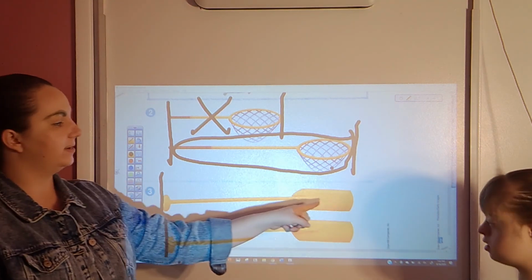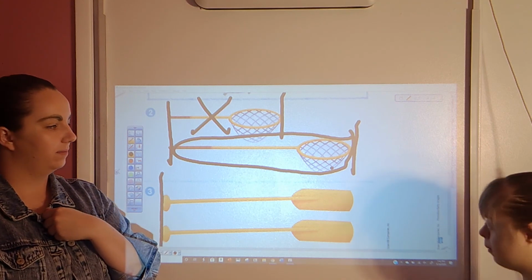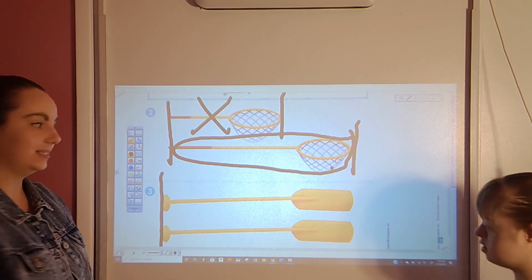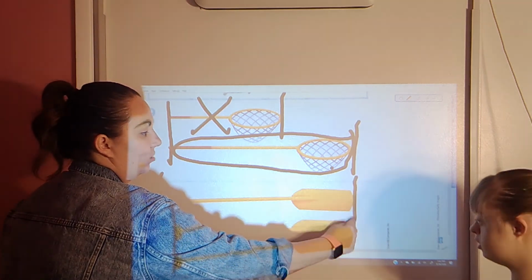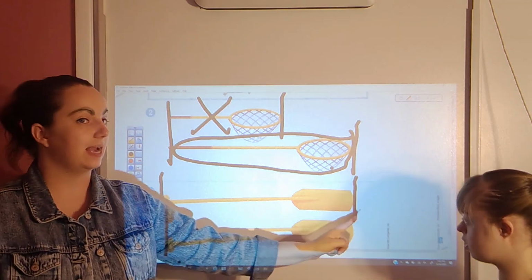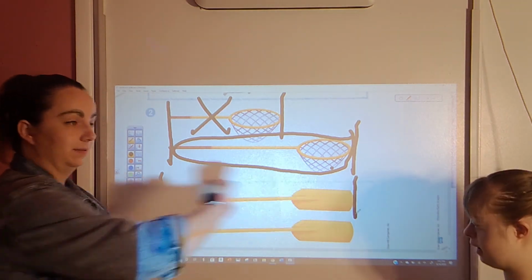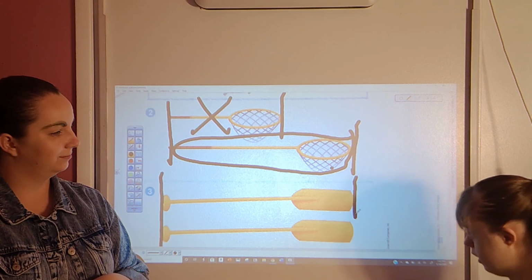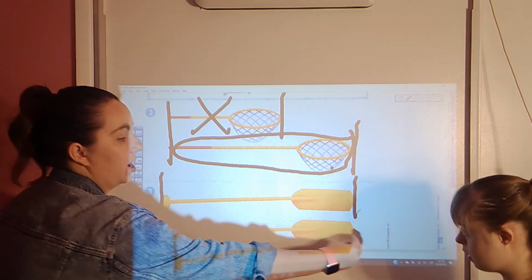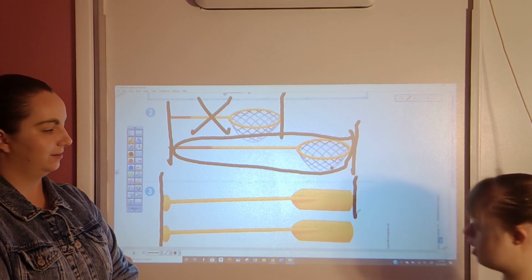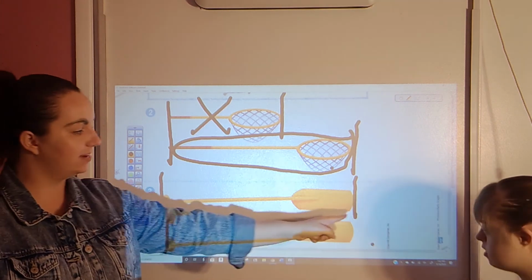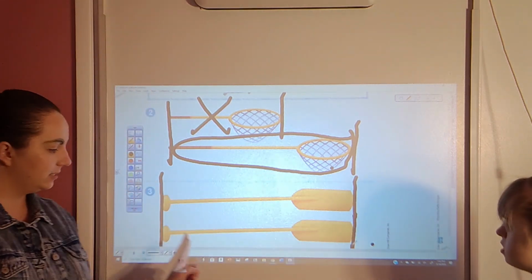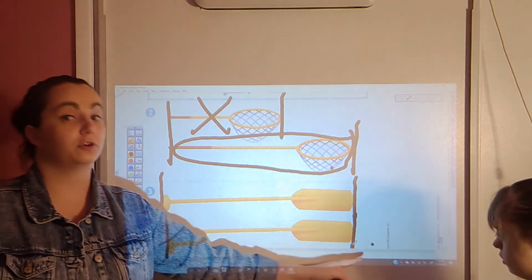Now, Kaylee, where does this oar end? Where's the end of the oar? Right there, yes. So I'm going to draw a line for this oar to help me see. This is the length of the oar, side to side. What about the next oar, Kaylee? Where does that oar end? If I measure it across, where does it end? Yes, it ends right there. So I'm going to draw a line there to see it is this length, this long across.